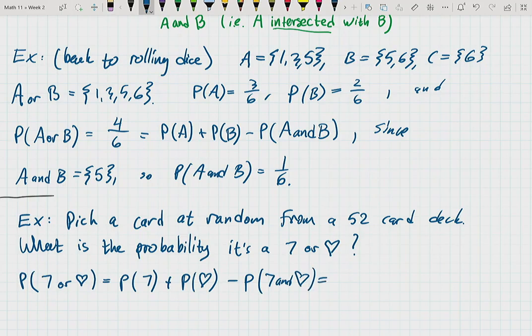So let's see. How many 7s are there? There's 4 of them. How many hearts are there? 13. And there's just 1 7 of hearts. And by the way, this comes out to about 0.307. Any questions?